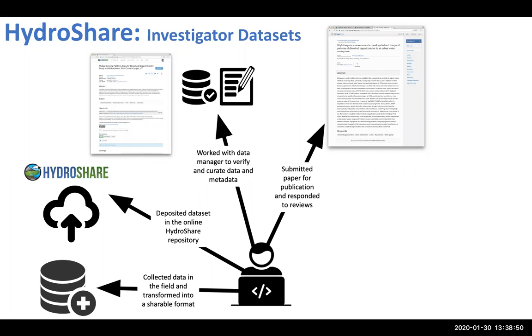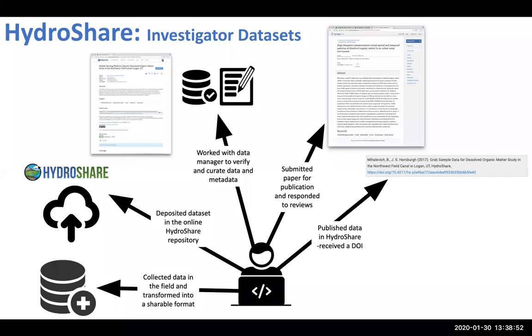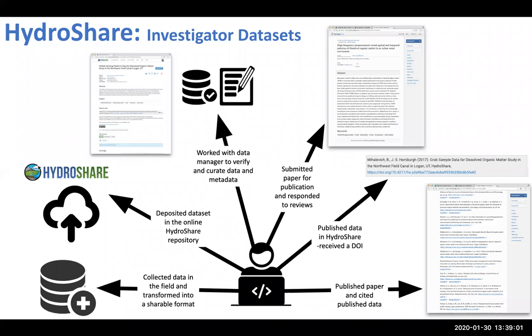Then a paper would be submitted for publication. They would respond to reviewers, then the data would be officially published in HydroShare and receive a DOI. Then the next step is that the paper would be published and the HydroShare resource that contained the data would be cited in the reference list for the paper.